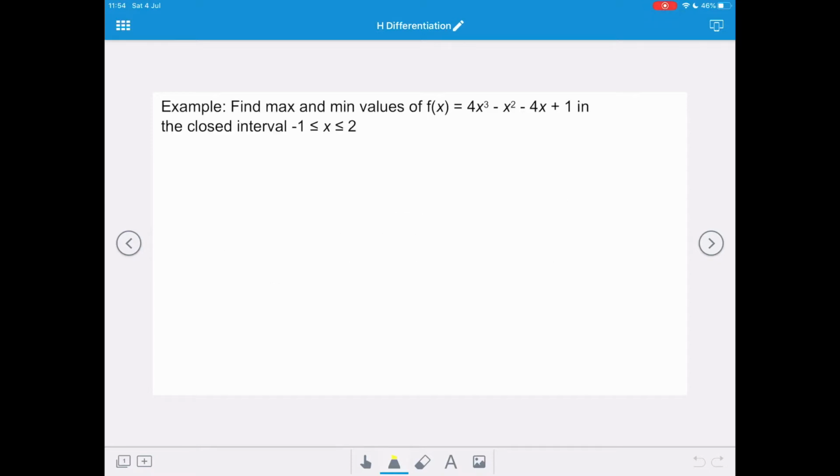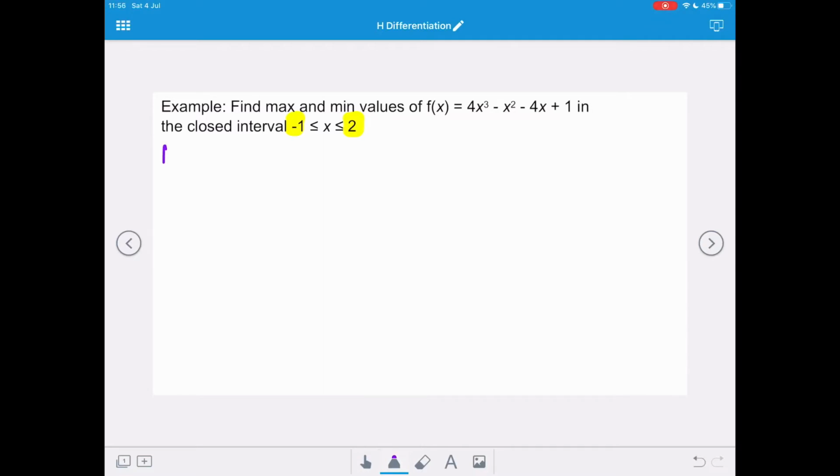So in this example, we want to find the maximum and minimum values of the function f of x equals 4x cubed minus x squared minus 4x plus 1 in the closed interval where x is greater than or equal to -1 and less than or equal to 2. The first thing we want to do is evaluate the endpoints. So we want to substitute in x equals -1 and x equals 2.